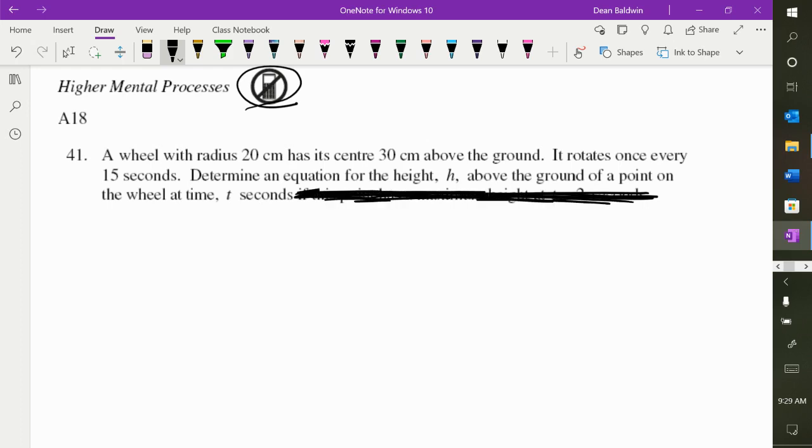Basically, I want the equation that describes a point on the wheel going around. So, where should we start? We're going to draw a Ferris wheel. I'm going to draw a circle and pretend that that is a Ferris wheel. There's my circle.